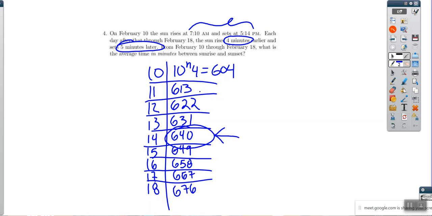That would work. Wait, would there? So if you wanted to, you could only pick 14 and just do everything for 14 instead of doing everything out, right? Yeah. So because you know that it's a linear growth model for these 9 days, the average time that is going to be sunny is going to be the middle day, and since 9's an odd number, there is one day that's in the middle, and so that's how you can get that right there, 640. All right.